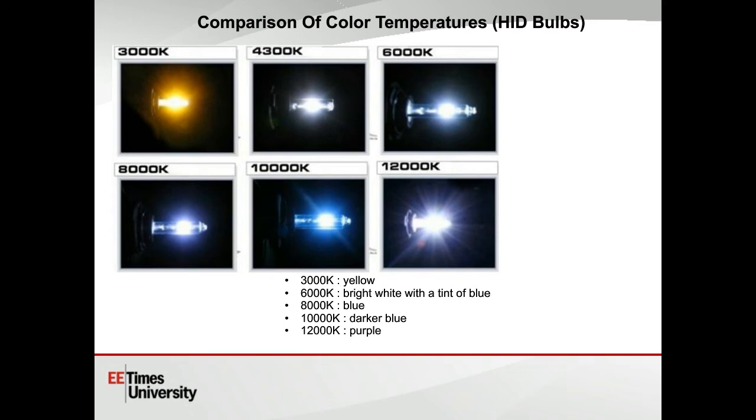So you can see here that the yellow appears at a 3,000 K color temperature, and then going all the way through, we finally have blue through to purple, getting up to 12,000 K. And so that's how we define the output of the lights that we're going to be talking about next.